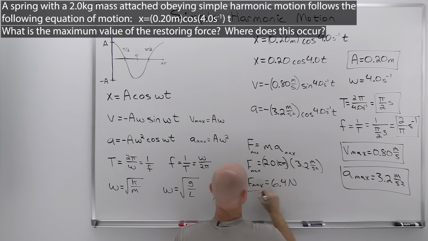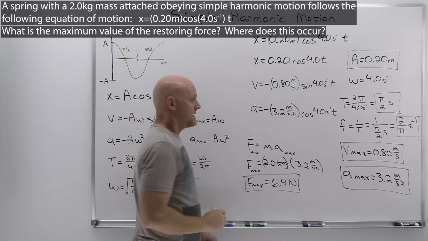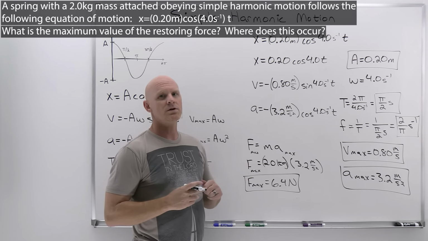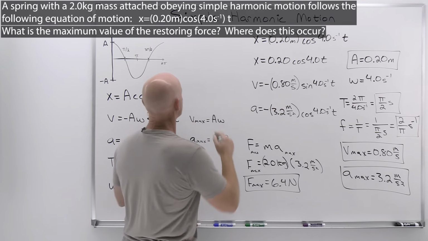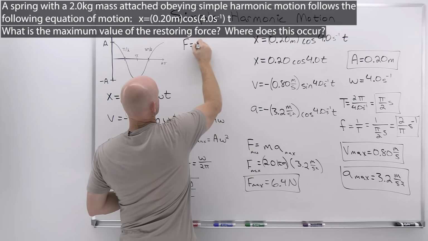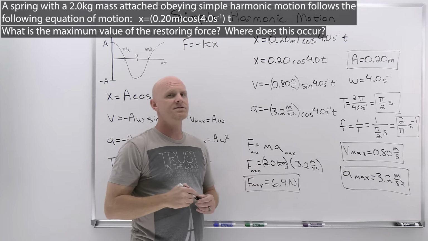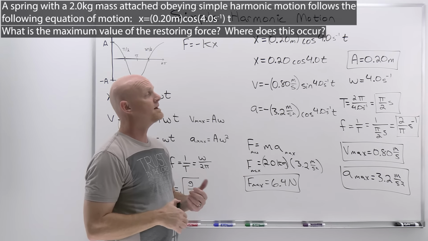6.4 newtons. Now, could we have used Hooke's law to figure this out? Yes, it just would have been a little more of a pain. So if we do that up here, let's say F equals negative kx. And the problem is we don't have the spring constant. It wasn't given in this problem.